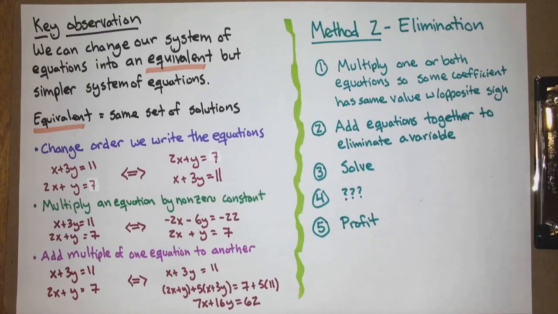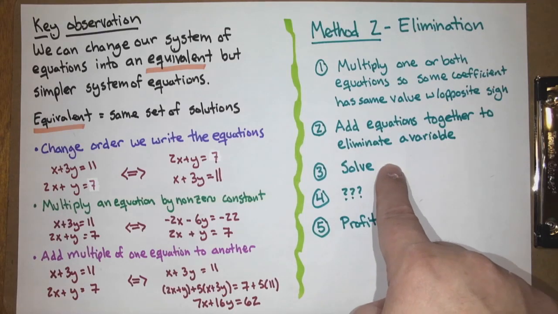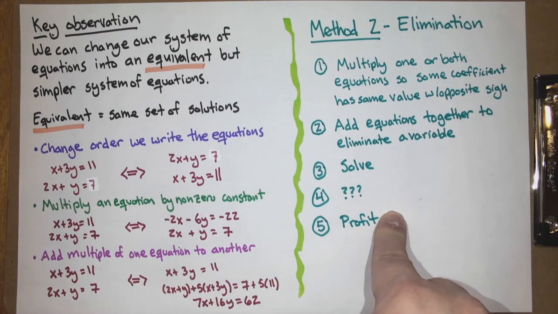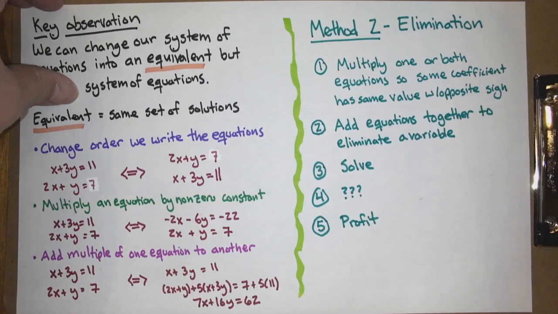And now what we can do is add the two equations together. That will produce a new equation. That equation must also be true. That's this last bullet point. But what's happened is that equation is smaller. It has one less variable. A variable's been eliminated, and so we can solve. We still have that very pesky fourth step, but then profit is in our future. All right, so let's try this with an example.